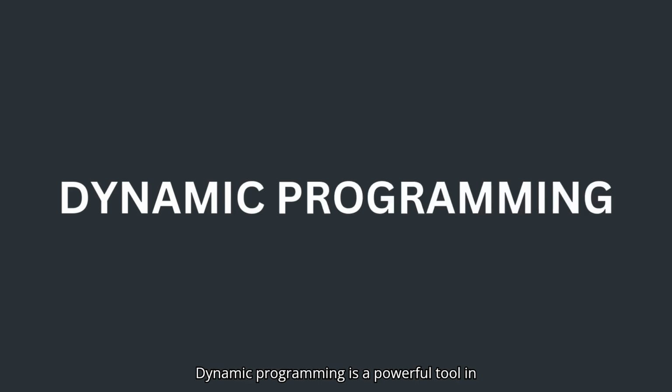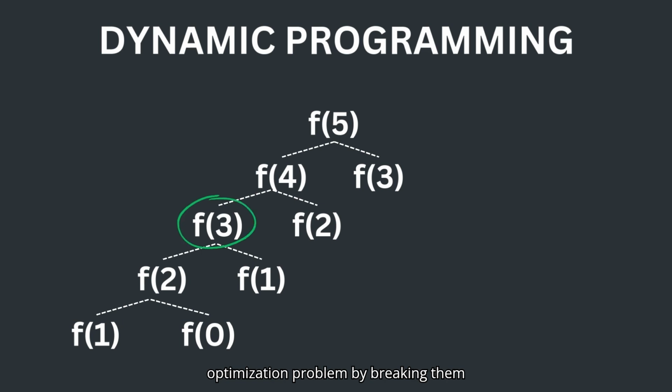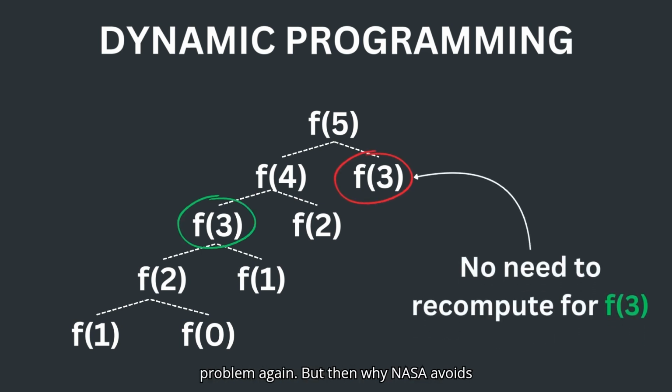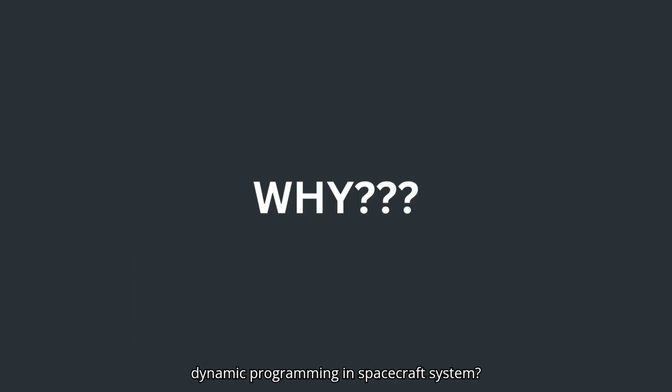Dynamic programming is a powerful tool in computer science, widely used for solving optimization problems by breaking them down into smaller subproblems so that you don't have to recompute the same problem again. But then why does NASA avoid dynamic programming in a spacecraft system?